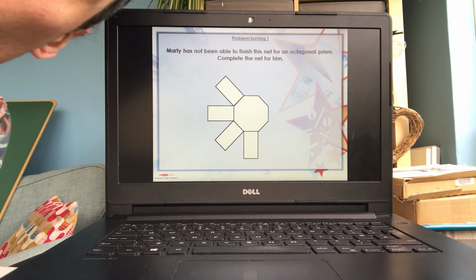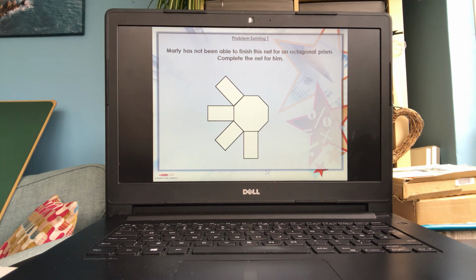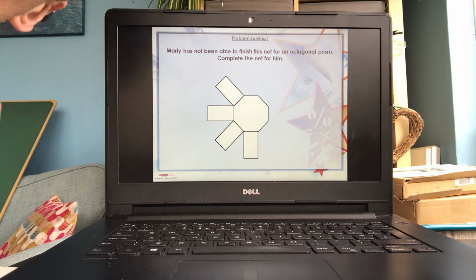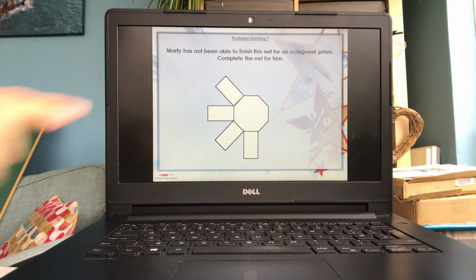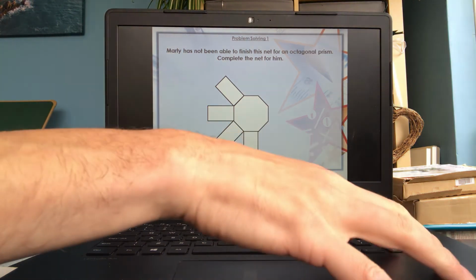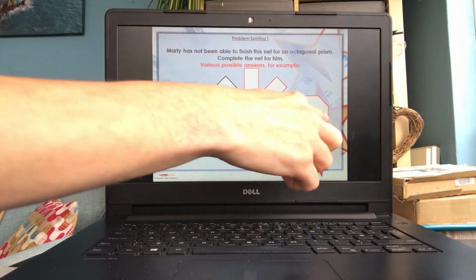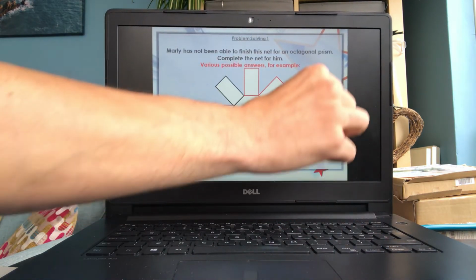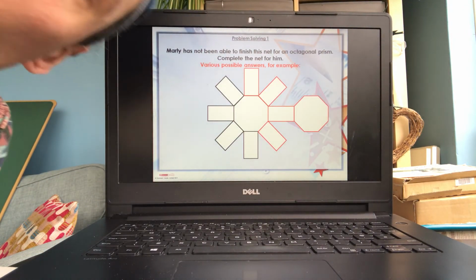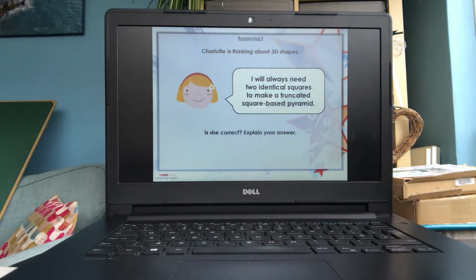However, that will only build the case. We need the roof. So what shape do we need to make the roof, Sam? Yes, for the roof of our octagonal prism, we would need another octagon. And that octagon could come off of any of our rectangles. Let's see what they put. Yeah. But that octagon could come off of any of the rectangles, as long as it was equally put. So super. Right, then let's look at the next one.